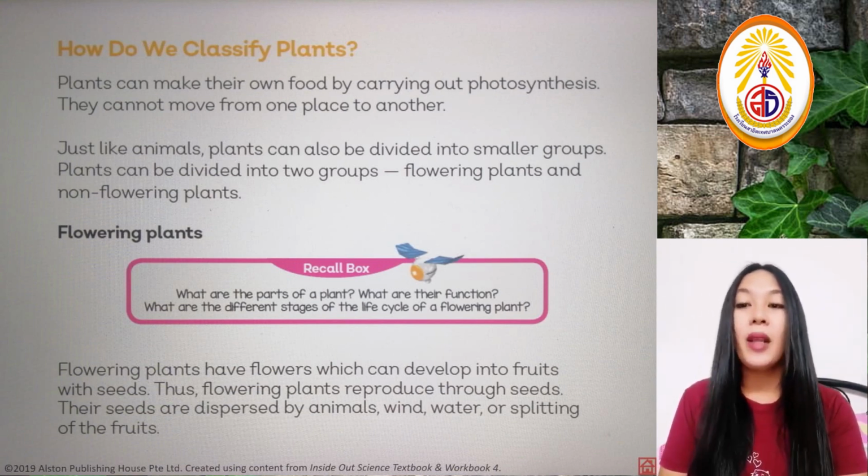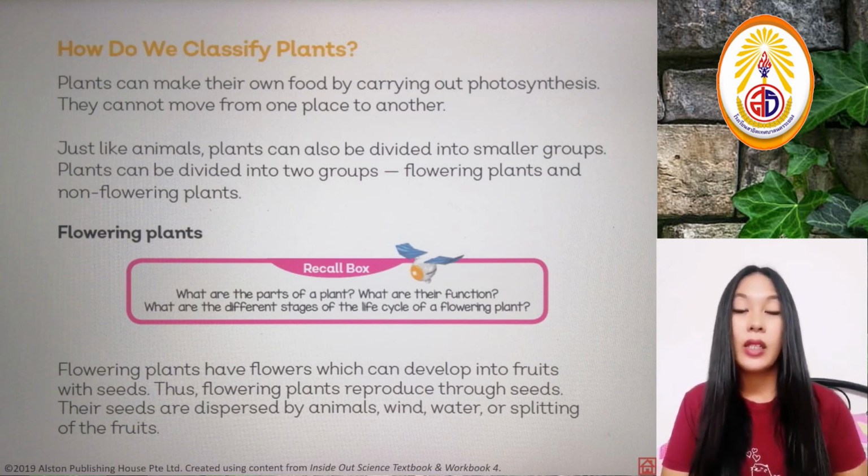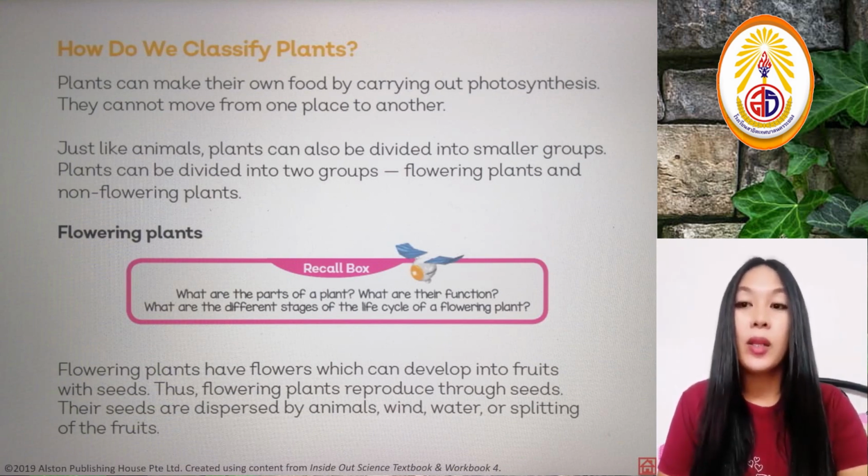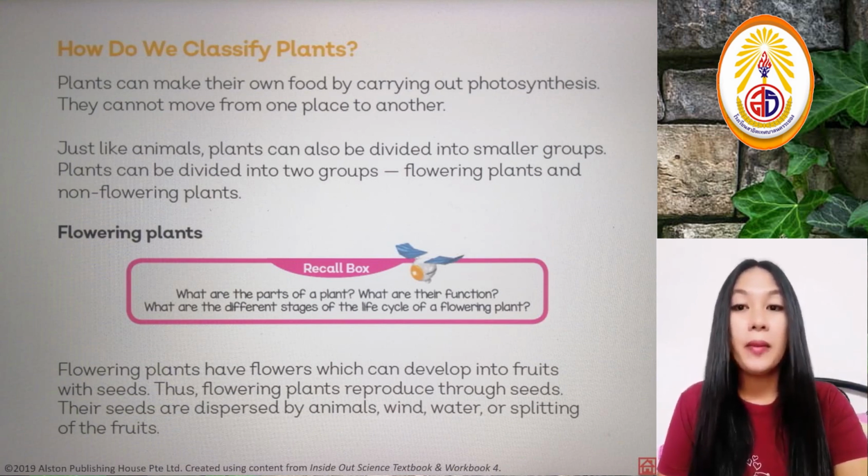Now, flowering plants reproduce through their seeds. Their seeds are dispersed by animals, wind, water, or splitting of the fruit. We also have learned this in the past videos, how the seeds are dispersed by animals, and by wind as well, and water, or even simply by splitting of the fruit on the tree when it's old and not picked for consumption.